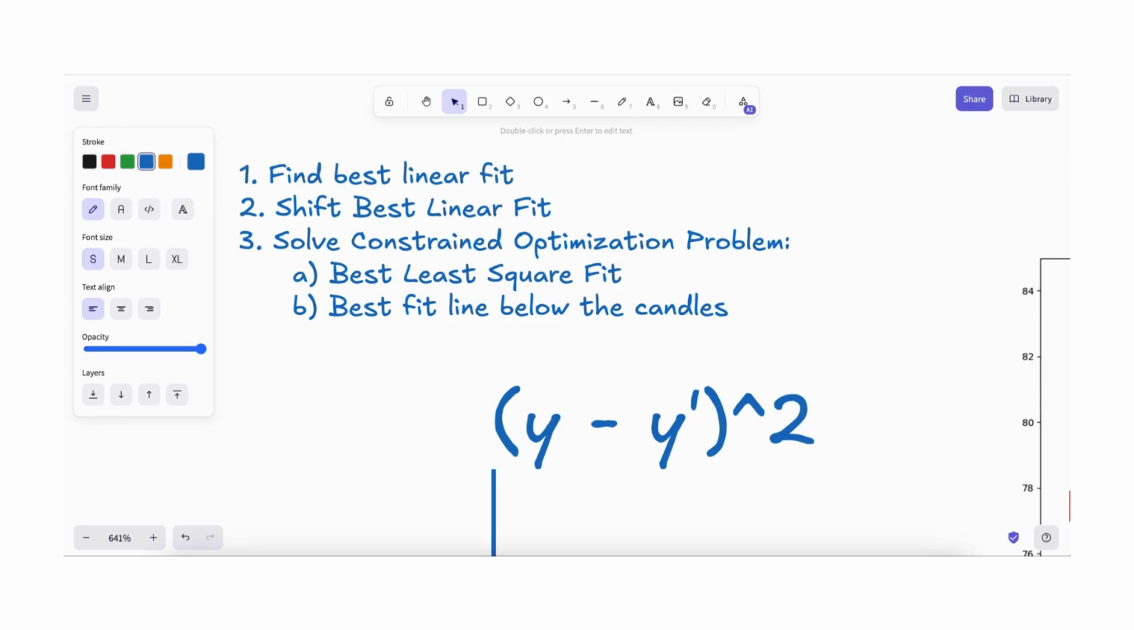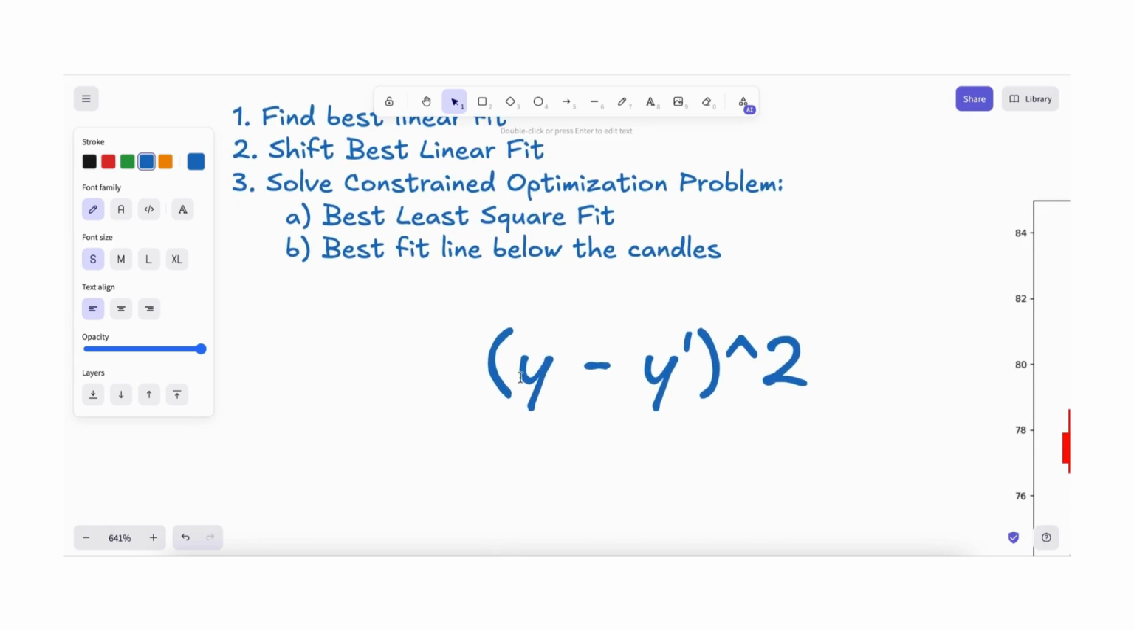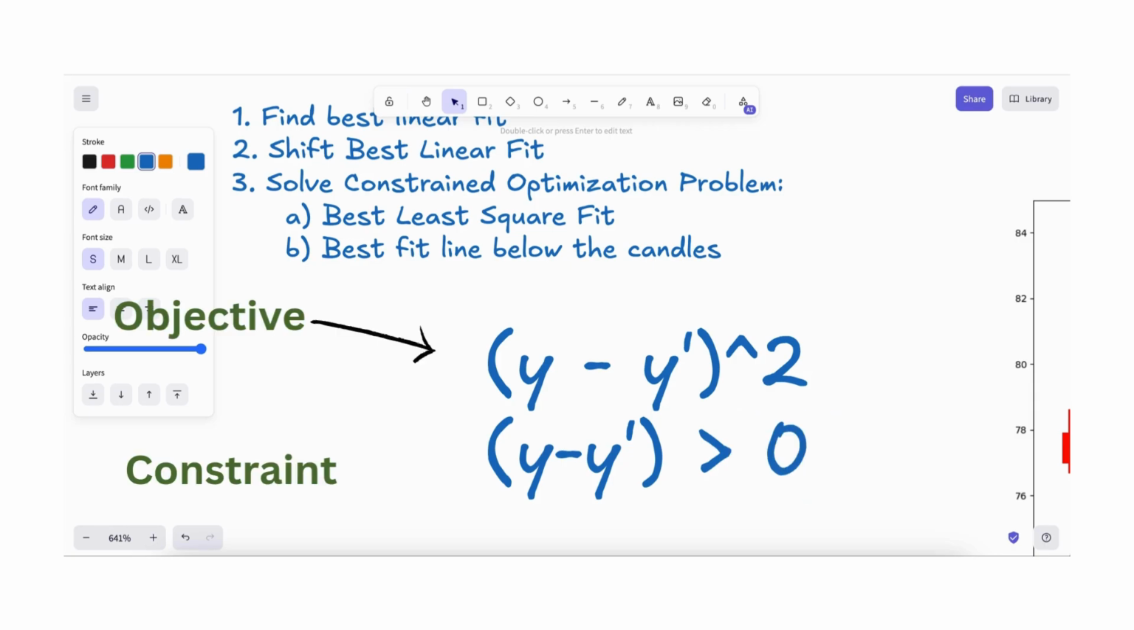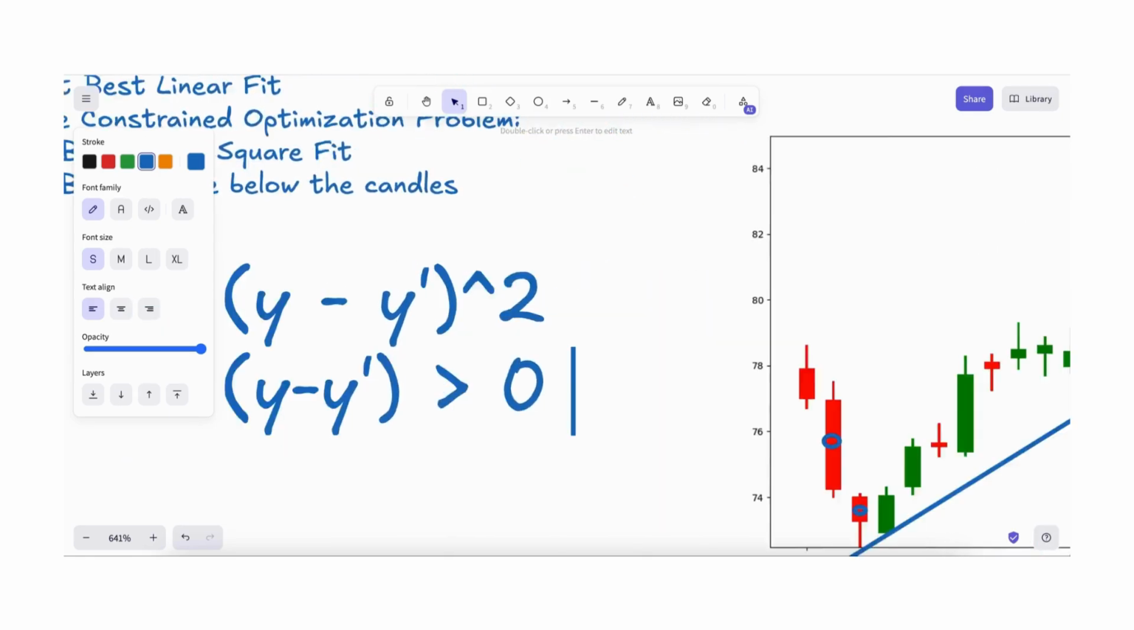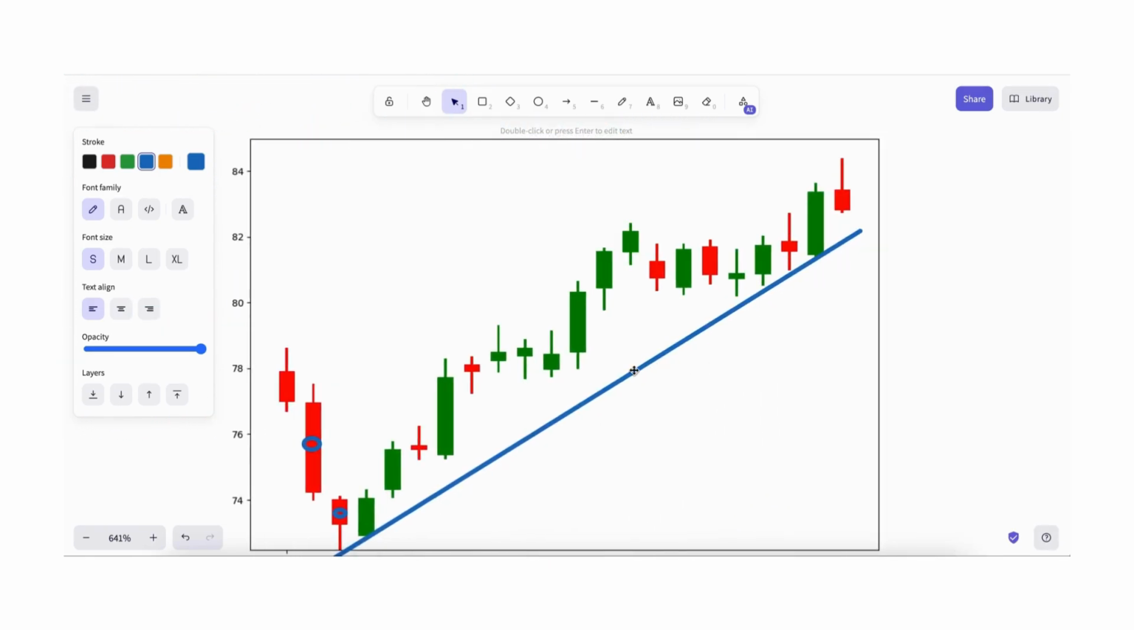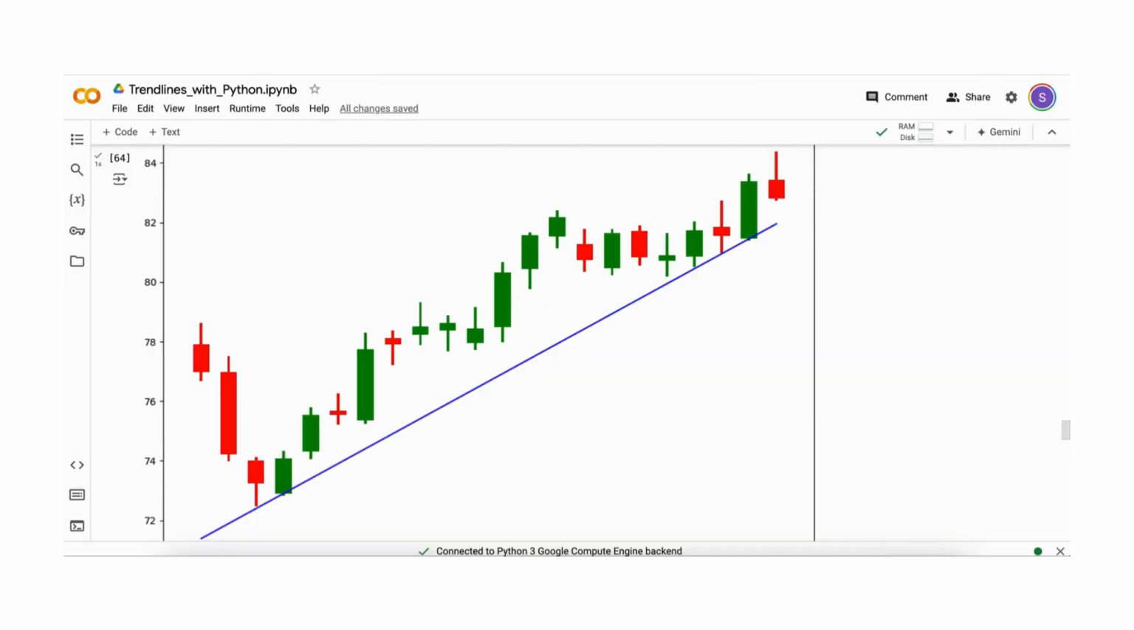But here we are solving a more difficult problem, which is a constrained optimization problem, where in addition to solving this, we are constrained by the fact that each of the y minus y dash has to be greater than 0. So that's our constraint. Those are the three important steps that we will follow in order to construct the trend line. And now I'm going to show you how to do this in Python.